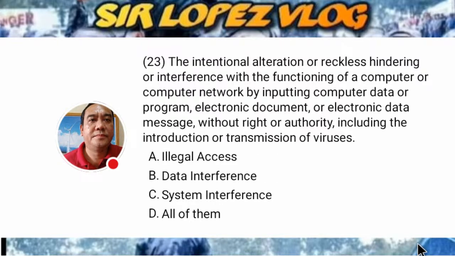23. The intentional alteration or reckless hindering of interference with the functioning of a computer or computer network by inputting computer data or program, electronic document, or electronic data messages without right or authority, including the introduction or transmission of viruses. A. Illegal access. B. Data interference. Letter C. System interference. Or letter D. All of them.